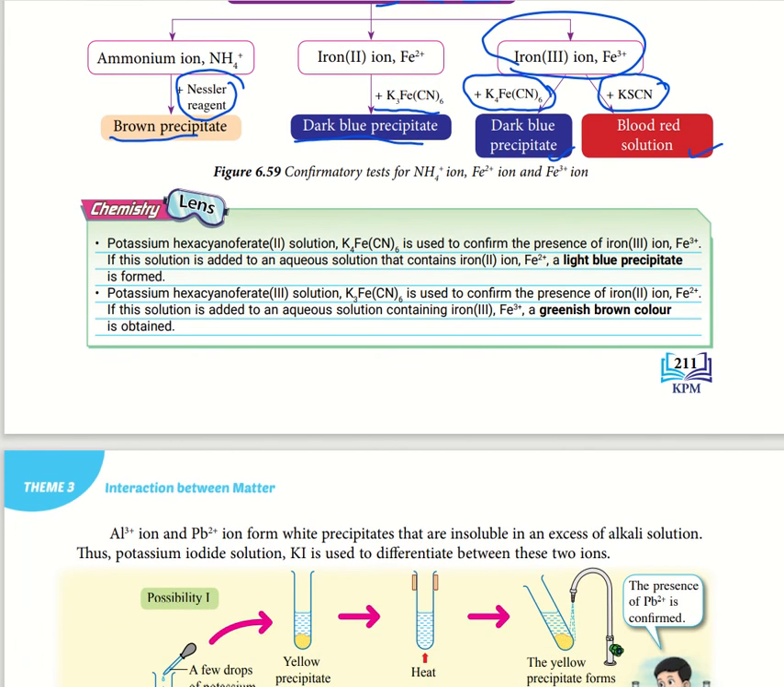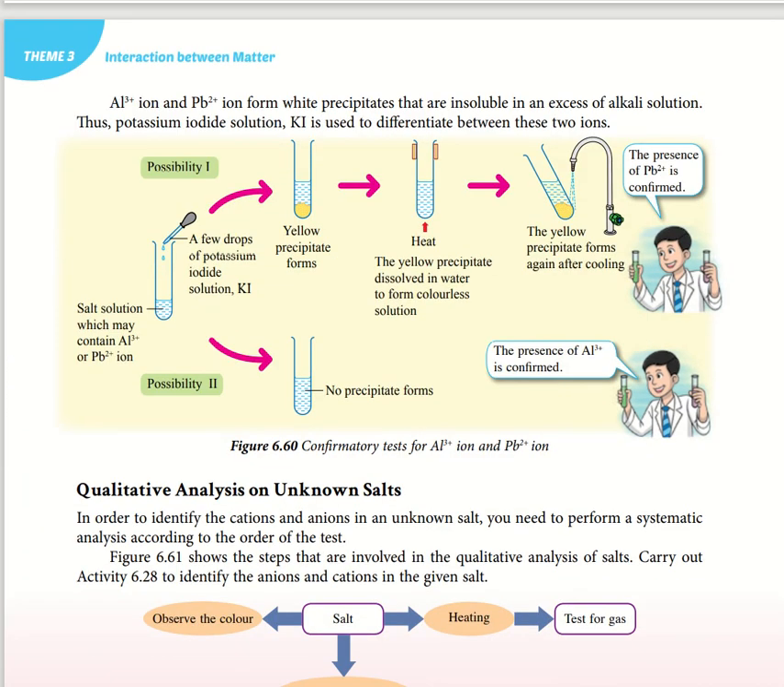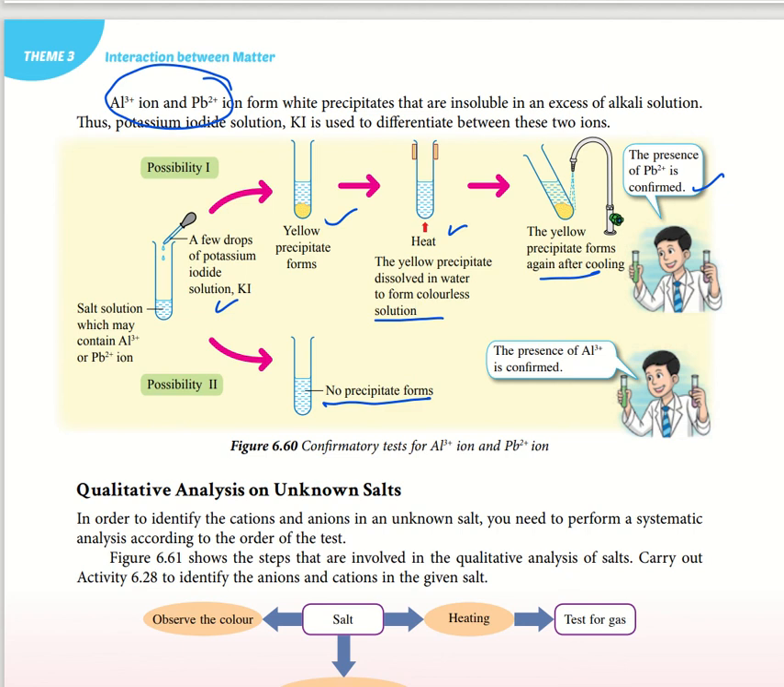Okay, so I think that's all for the confirmatory test, and this is another confirmatory test for aluminium and lead(II) ion. You use a few drops of potassium iodide solution and observe what color is produced. If there is yellow precipitate, next you heat the mixture, and if the yellow precipitate dissolves in water and produces a colorless solution, and the yellow precipitate forms again after cooling, then the cation present is lead(II) ion. If there is no precipitate formed when you add potassium iodide solution, then it is aluminium ion.